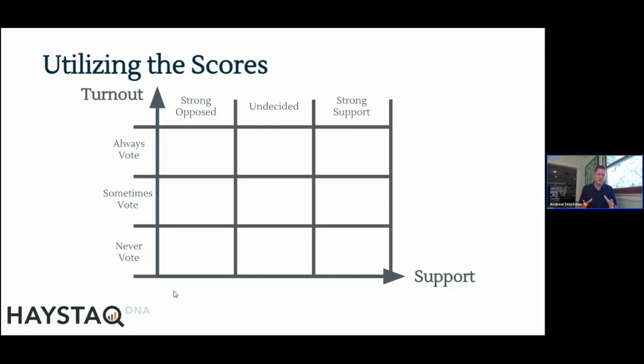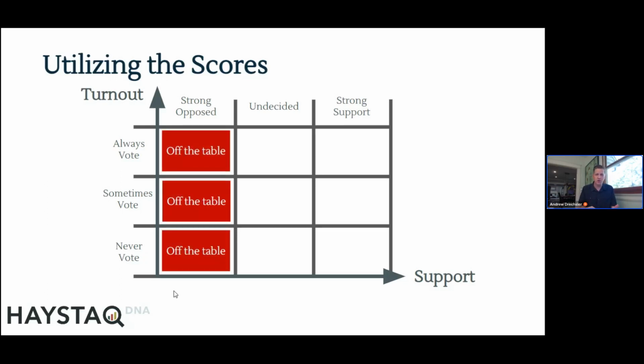It would be great if campaigns could put everybody in one of these buckets, because then you can see, all right, those who are strongly opposed to us, they're off the table. In an ideal world, you're never going to spend resources on them, just because campaigns have limited resources. It's okay to skip individuals. Those who are never going to vote for you, you just want to skip them outright.